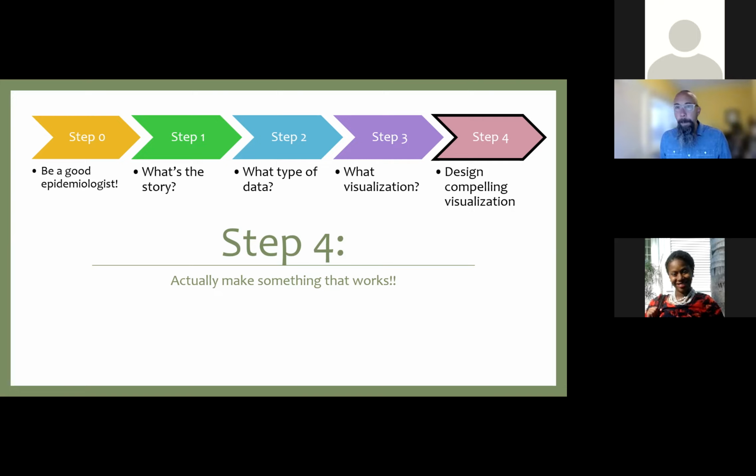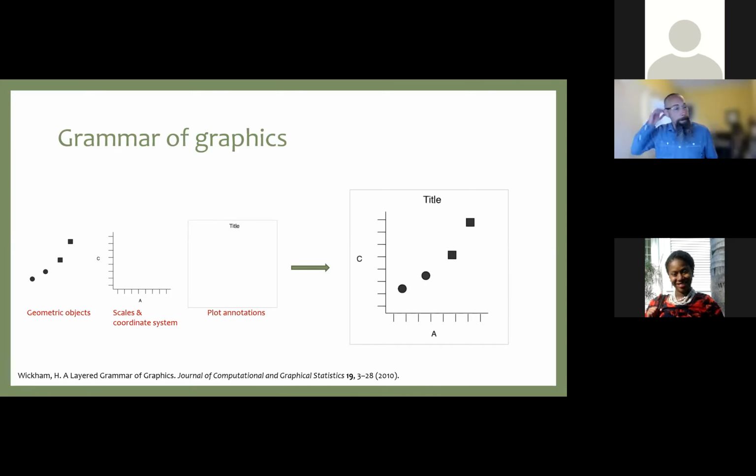So our step 4 is how to actually make something that works. And when I say works, I mean it achieves your goal. It communicates your message, right? So what do we need to do that? Because picking the chart wasn't enough.